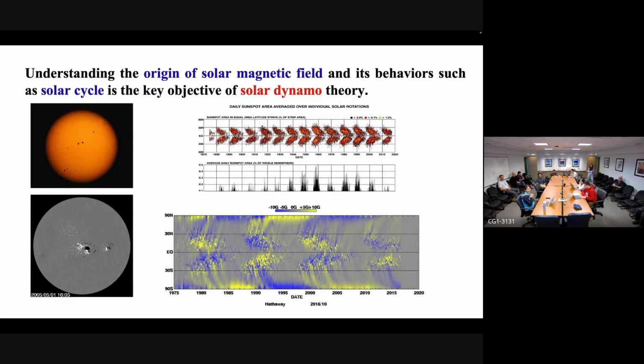The topic of today is about the solar dynamo. We all know that the main objective of solar dynamo is to understand the origin of solar magnetic field and its behavior, the solar cycle. Basically, we need to understand why the sunspots behave like this butterfly diagram, and maybe more importantly, why the magnetic butterfly diagram works in that way.